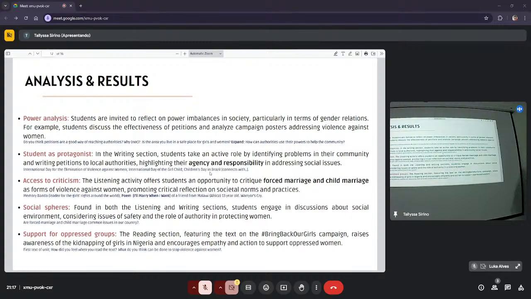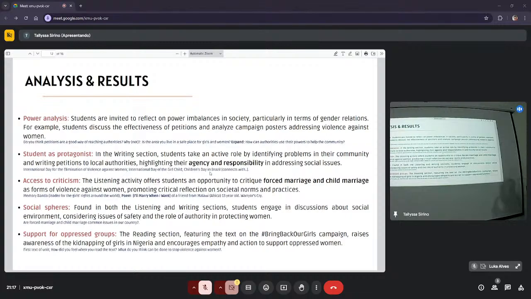So the textbook approaches this issue to show the students that kids must laugh, must be happy. It's not normal to accept kids marry at such age. The social spheres are found in both the listening and writing sections. Students engage in discussion about social environment, considering issues of safety and the role of authority, once again, in protecting women. So once again, making this link between content and their reality.